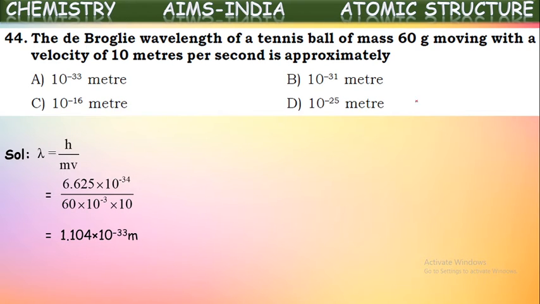So in the given options, the approximate one is 10 to the power of minus 33 meters. 1.1 into 10 to the power of minus 33 is nothing but approximately 1, so we get 10 to the power of minus 33 meters. Where is it? The first option.